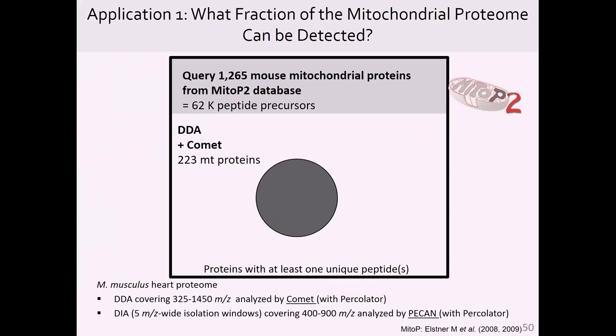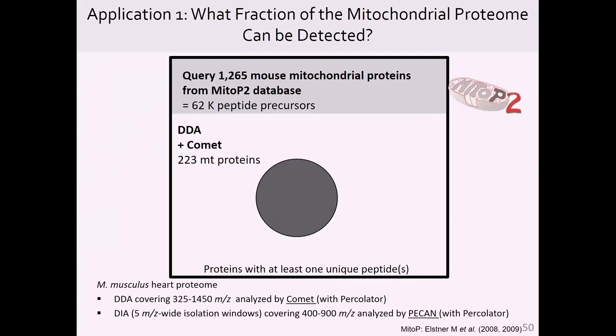One thing I'll tell you is that in general, we still like to have a fairly restricted search space. In our example, we have had a lot of projects in the lab looking at mitochondrial proteomics. We had a mouse heart proteome, and there are about 1,200 mouse mitochondrial proteins from the MitoCarta 2 database. This gives about 62,000 peptide precursors, which is substantially less than the 14 million peptides in the entire proteome.